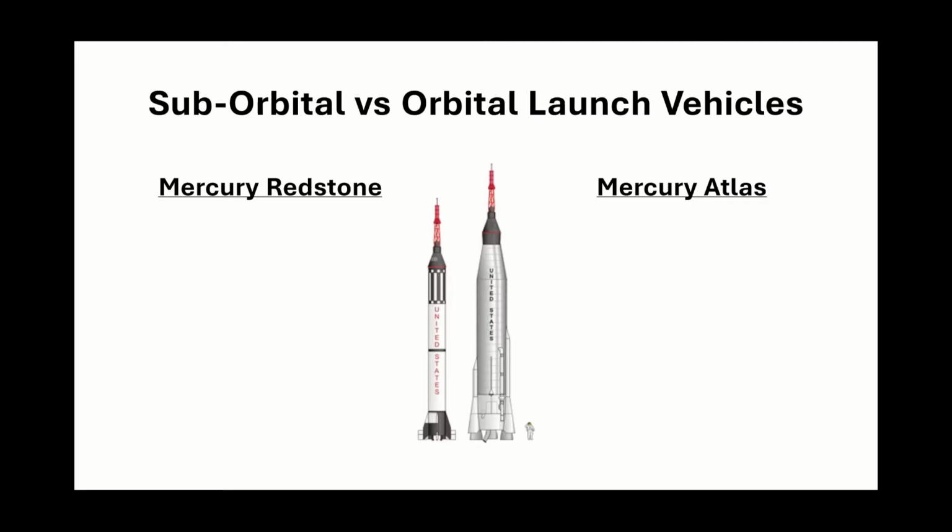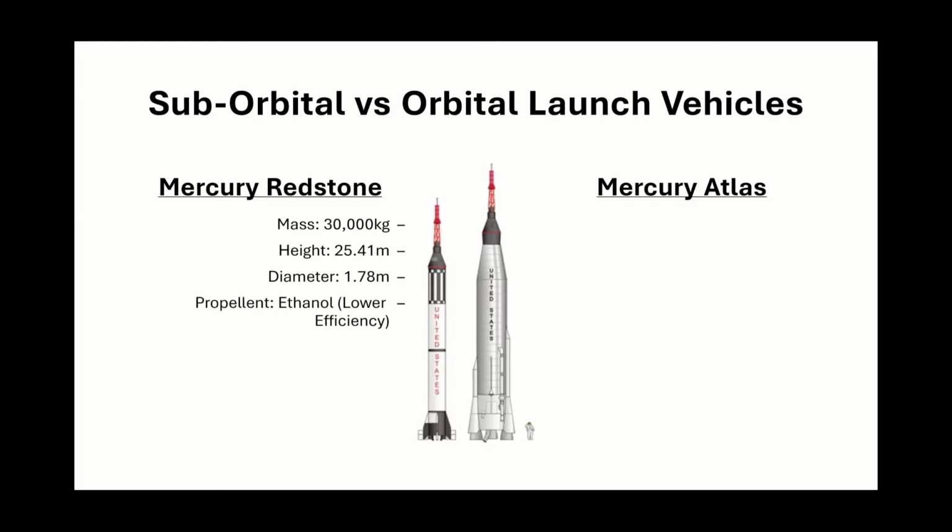For a brief history lesson, the Mercury Redstone delivered NASA's first astronauts into space, while the Mercury Atlas delivered NASA's first astronauts into orbit. So the Mercury Redstone had a mass of 30,000 kilograms, a height of 25.41 meters, and a diameter of 1.78 meters, and its propellant was ethanol, which is what early rockets used. Overall, this gave the Mercury Redstone 2.33 kilometers per second of delta V, so enough to get into a suborbital trajectory, but not enough to reach the 9.3 we need for an orbital trajectory.